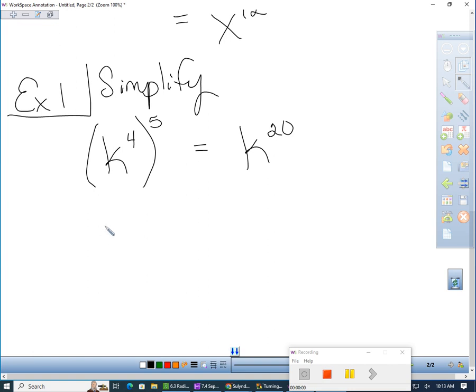Okay, let's say I have w to the 3rd raised to the negative 2. I keep my base and multiply my exponents. What do I get? Negative 6. But now I have another rule. Since it's a negative exponent, it has to go to the basement or to the bottom. And my exponent becomes positive.